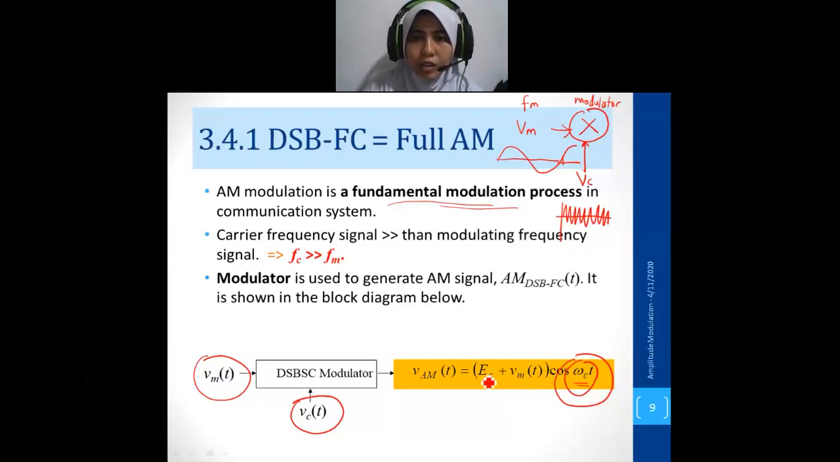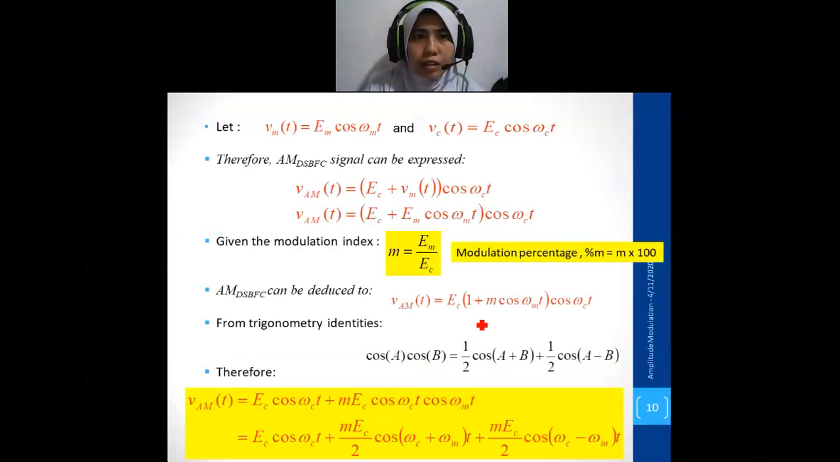So this one is on the amplitude, but VM is the full equation. So VM here is equal to EM cos omega MT. Like I said before, VMT is EM cos omega MT, and VC is EC cos omega CT, and this is the basic formula of VAM. And when we expand it, we will get EC plus EM cos omega MT, times cos omega CT.